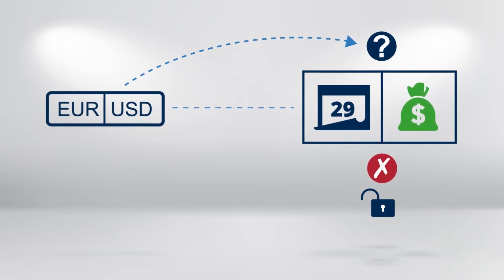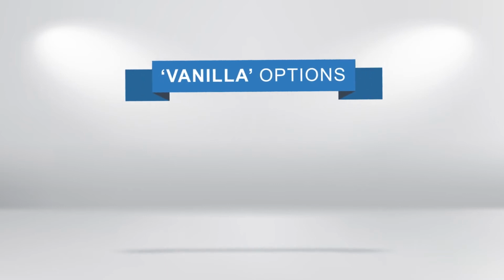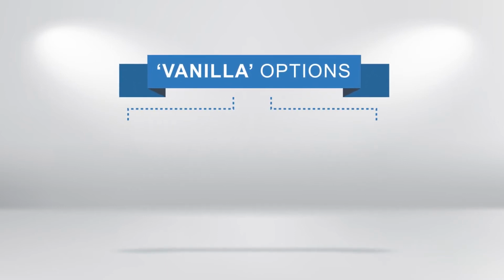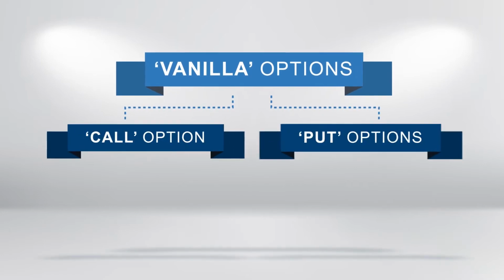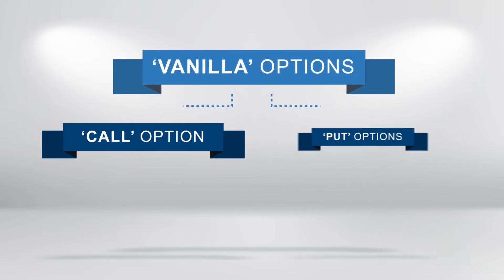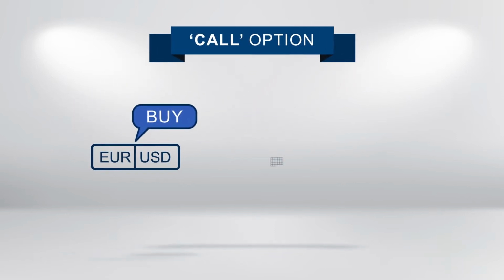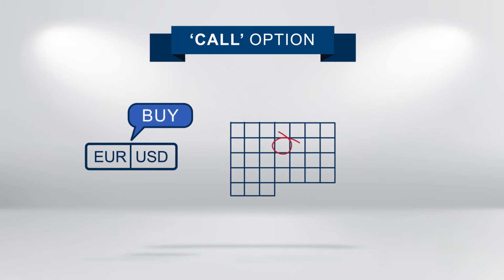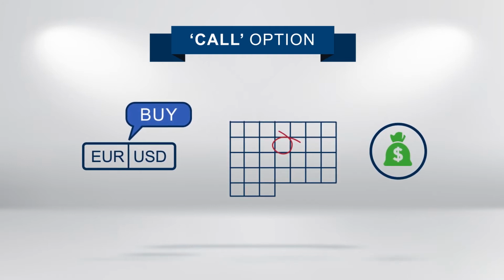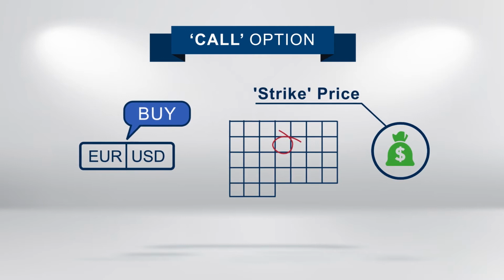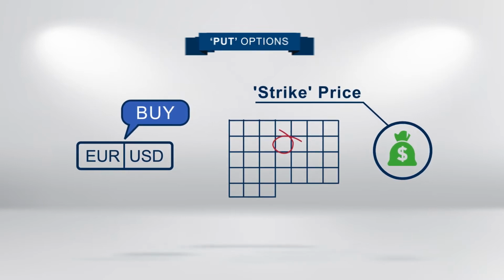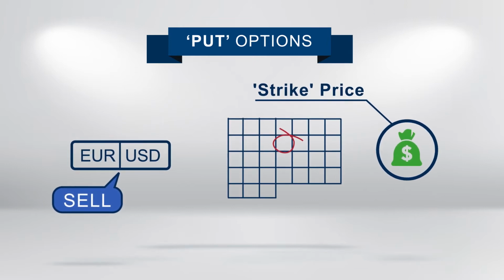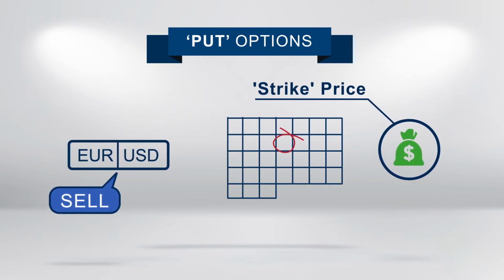The basic and most common options type is called a vanilla option. And there are two types of vanilla options: call options and put options. A call option is the right to buy a currency pair at a certain date in the future, referred to as the expiry date of the option, and at a certain price. This is known as the strike price of the option. Buying a put, on the other hand, gives you the right to sell the underlying currency pair at the strike price on the expiry date.